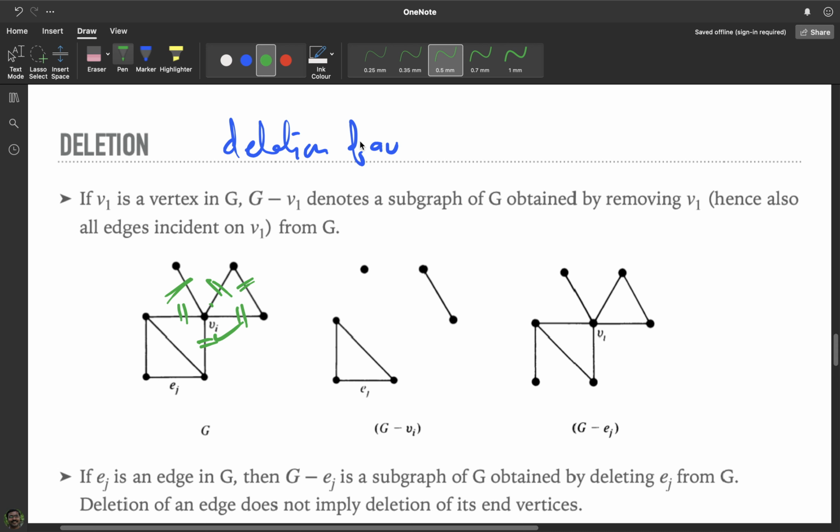Okay, I have made a mistake here. This edge will not go because it's not incident. So basically we will be left with only this graph here. Okay, is it clear? And similar to the concept of deletion of a vertex is deletion of an edge.